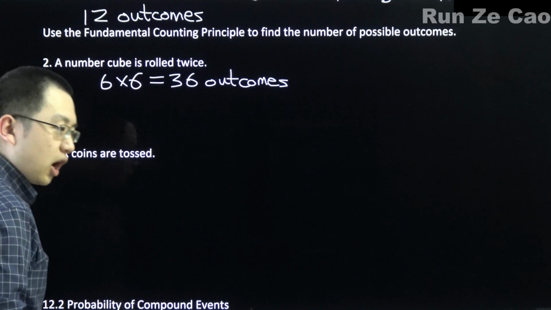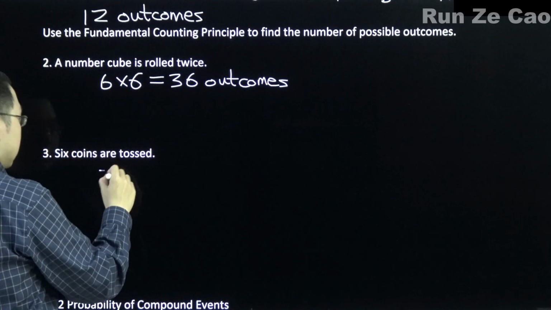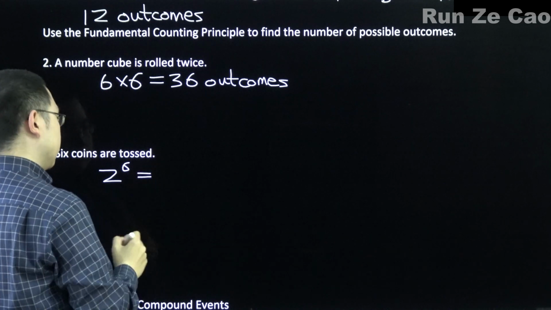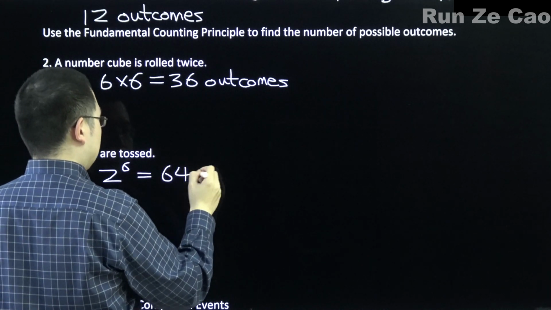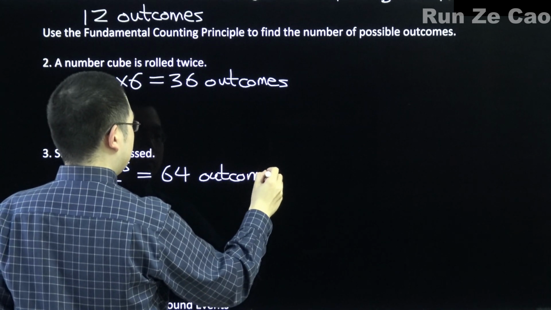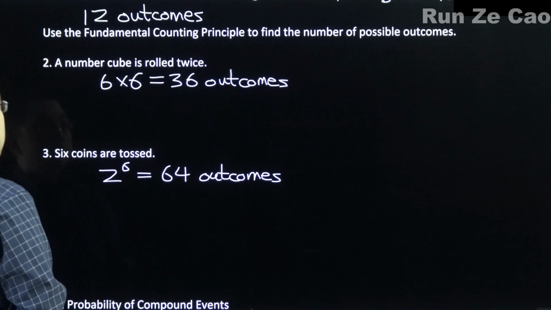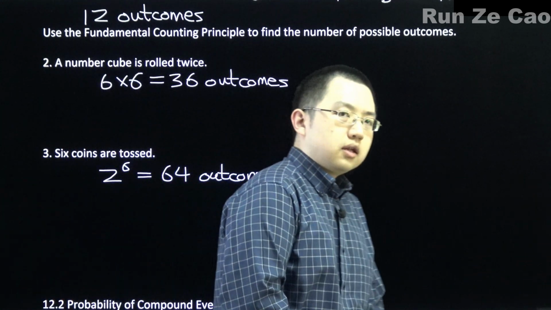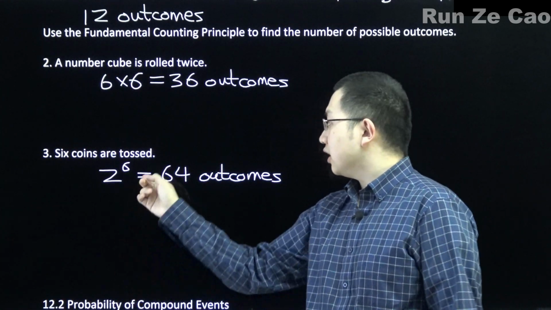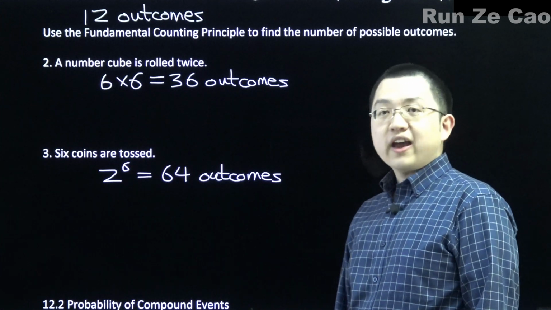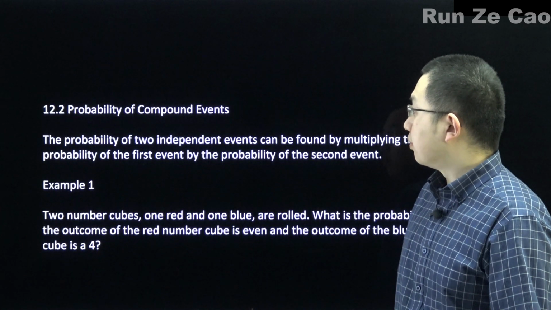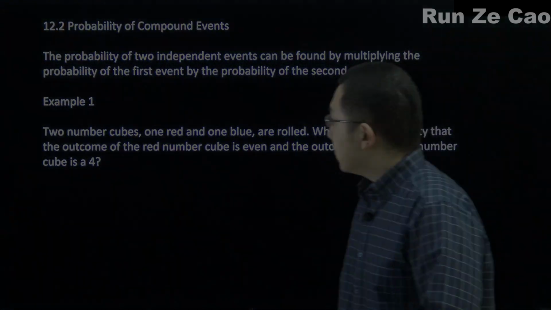Now what happens if we toss 6 coins? Well, that's 2 to the 6th power, which is equal to 64 outcomes. This is because the number of possible outcomes of each toss is not affected by the previous tosses. Each toss has 2 possible outcomes.